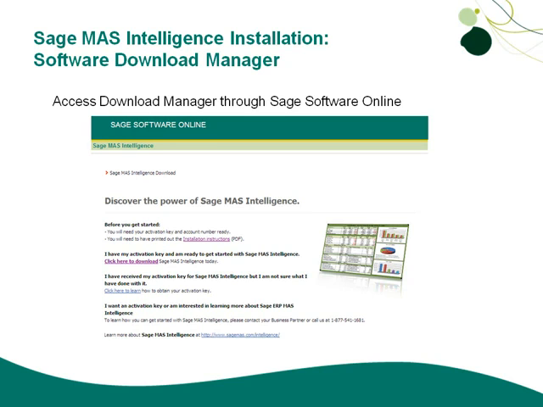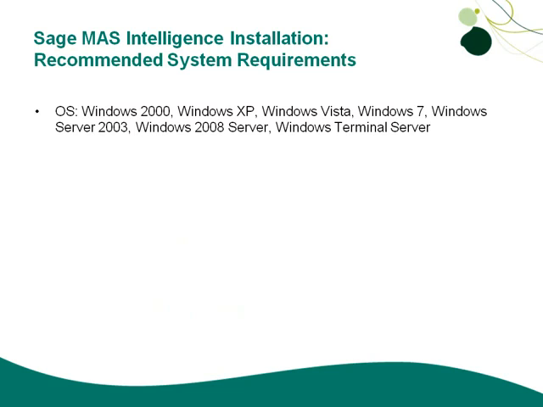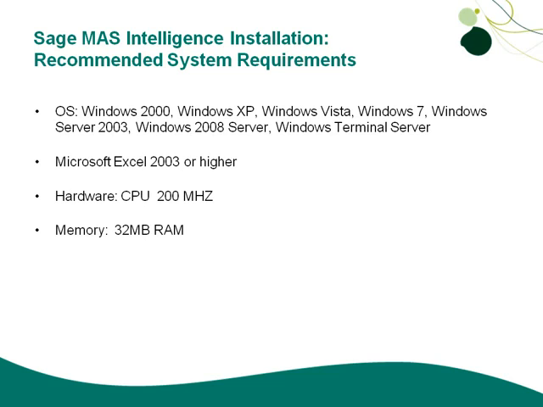Definitely print out the installation instructions and read them prior to completing the installation. In order to install the system, you would need one of these operating systems listed here. You need to have Microsoft Excel 2003 or higher to use the Intelligence product. Your hardware CPU needs to be 200 megahertz, memory 32 megabytes of RAM, and hard drive space of 200 megabytes. These are your minimum system requirements.